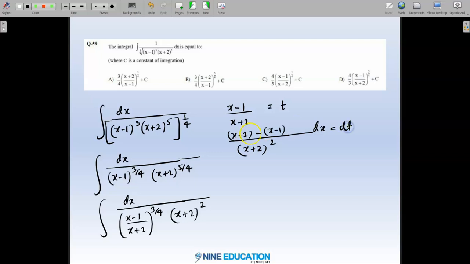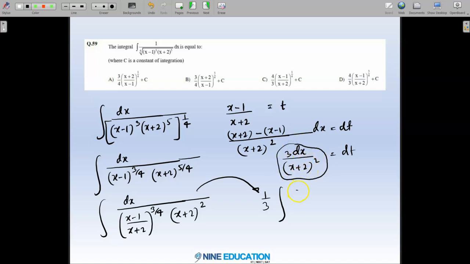So if you observe, it will be 2 plus 1, we will be left with 3 dx. Okay, 3 dx by (x plus 2) whole square equal to dt. So now this integration can be written as, if I write 1 by 3, then I will be able to write 3 dx in the numerator, and in place of 3 dx by (x plus 2) whole square, I will be able to write dt, and this will become t power minus 3 by 4, which is basically 1 by 3 integration of t power minus 3 by 4 dt.